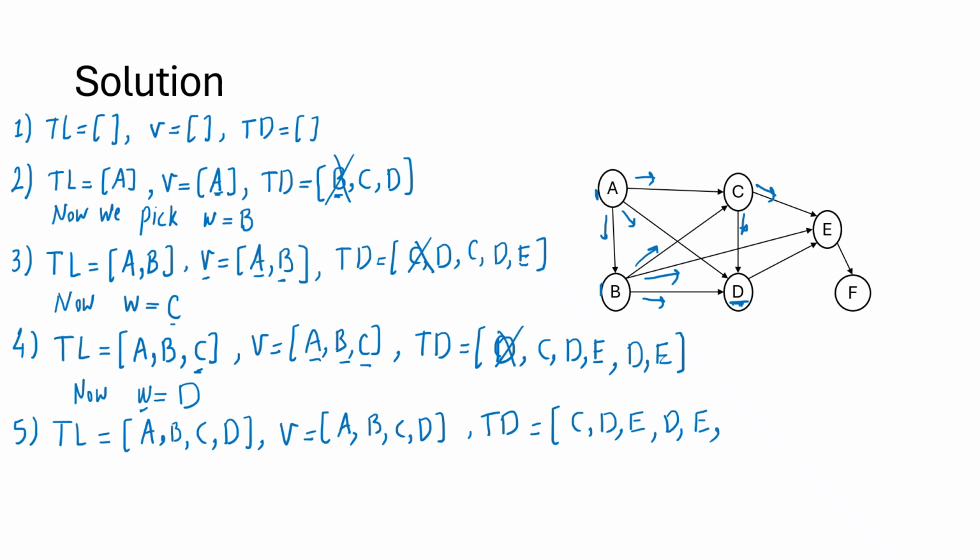So where can we go from D? We can only go to E. So I need to add E to my to-do list. And E has not been visited, so I need to add that.